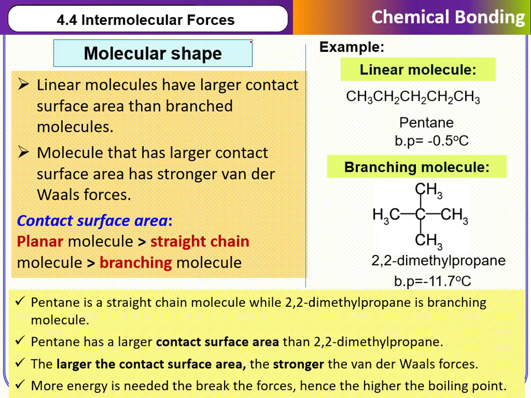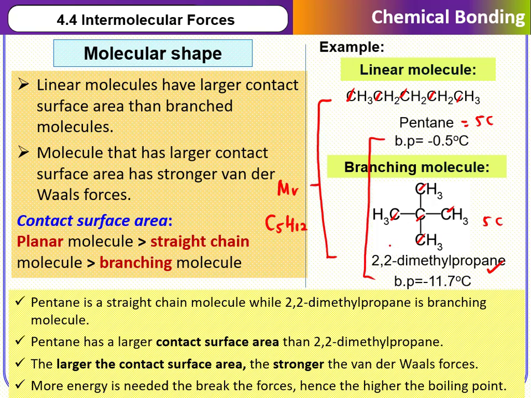Next factor is molecular shape. Let us look at the example. We have here pentane. Pentane means we have 5 carbons. How about 2,2-dimethylpropane? Also 5 carbons. 1, 2, 3, 4, 5. This is 1, 2, 3, 4, 5. So both of these molecules have the same molar mass with the same formula, which is C5H12.